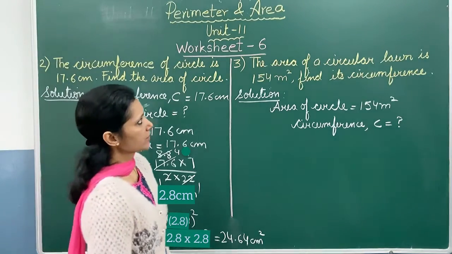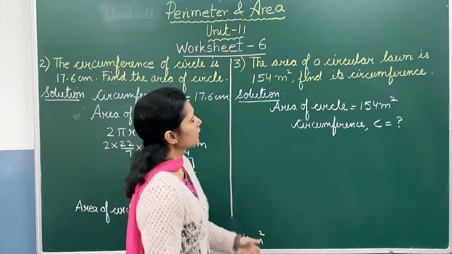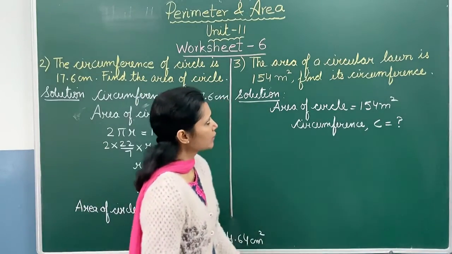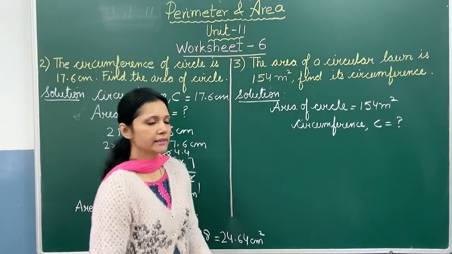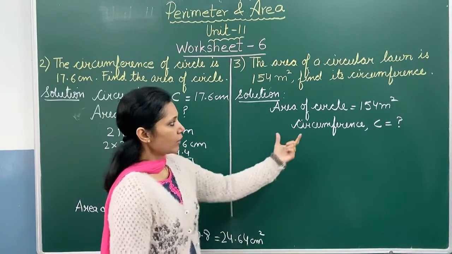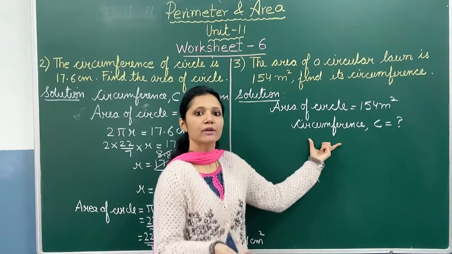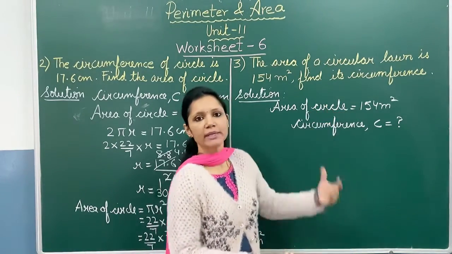Coming to the next question, the third one. The area of a circular lawn is 154 square meters. So the area of the circle is given to us and we have to find the circumference. Again, in order to find the circumference, the formula is 2 pi r. So again, we must know the value of the radius. So we'll start with what is given to us.